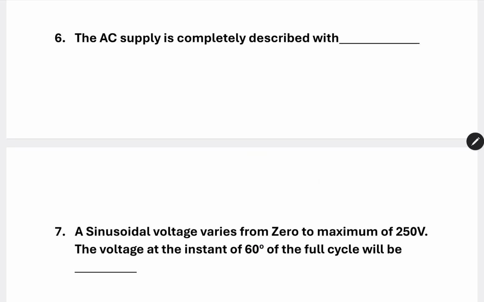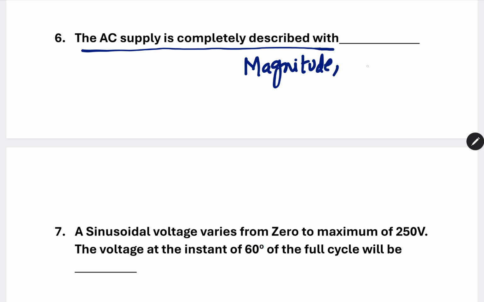Next question. AC power supply is completely described with a dash. So with what quantities will we describe the AC power supply? AC power supply we describe with magnitude as well as frequency.